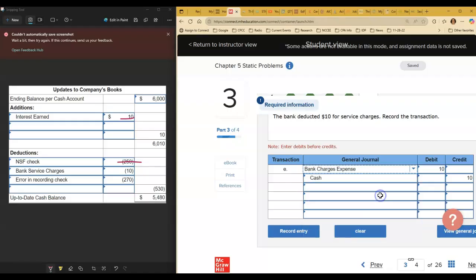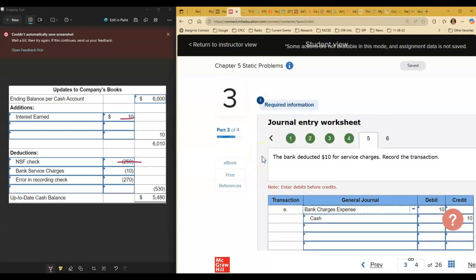Bank charges expense. Now, I will tell you, real world, if your service charges or bank charges expense starts really going up, it sounds really nitpicky, but you may want each bank to have a different bank service charge expense account. So if you've got multiple banks you're dealing with, you know how much you're paying Bank of America, Wells Fargo, the credit union, and you can keep up with who's costing you the least.